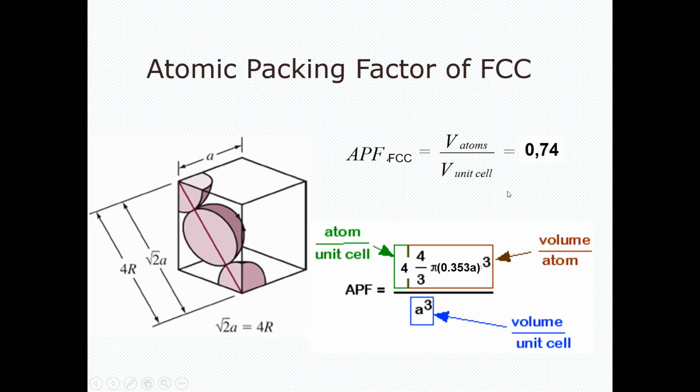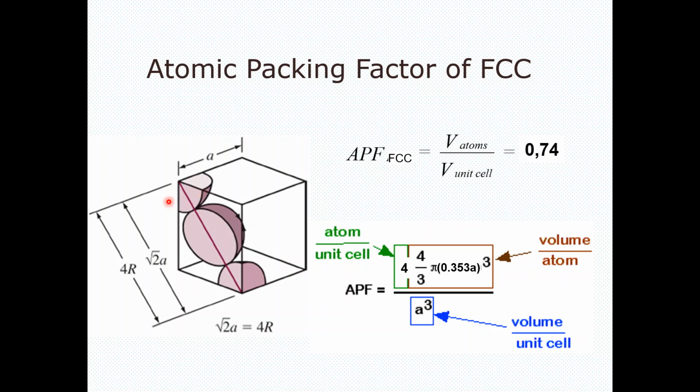So how do we calculate the atomic packing factor of FCC? Again, the formula is the same. The only thing you should worry about is, once you have calculated the atoms per unit cell, for the volume of the atom you need the value of the radius, that is R. You can do this from the structure.